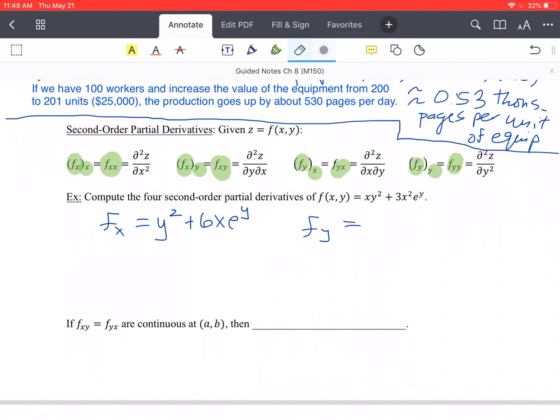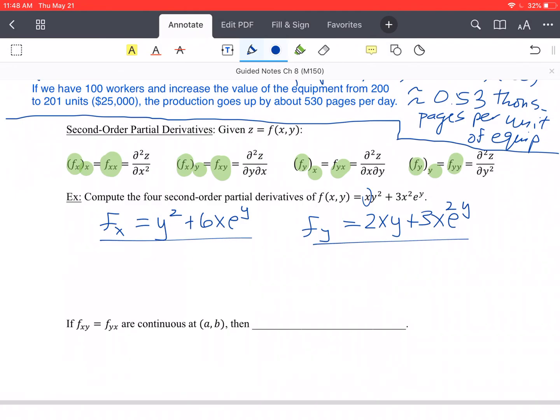Okay, so that's going to be partial with respect to x. With respect to y now, x is the constant, so that's just going to be 2xy plus derivative of e to the y is just e to the y, and then this is a constant, so it just goes along for the ride. So plus 3x squared e to the y. So that one doesn't change at all. All right, so those are our first order partials, so fx and fy.